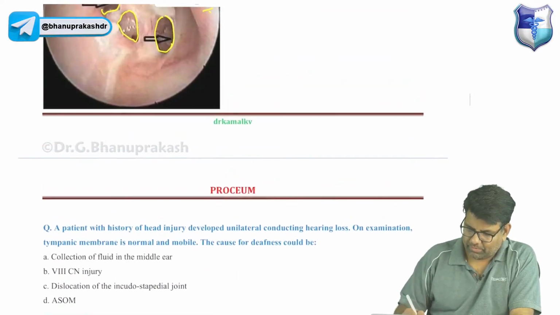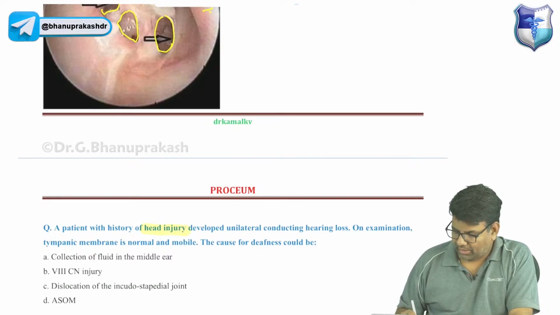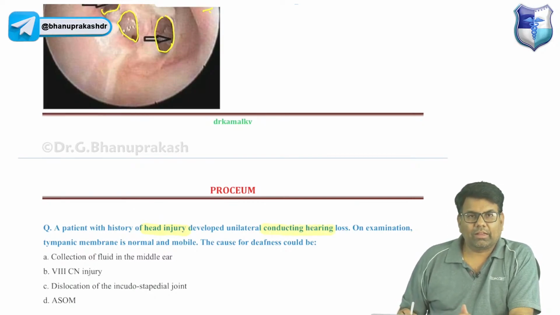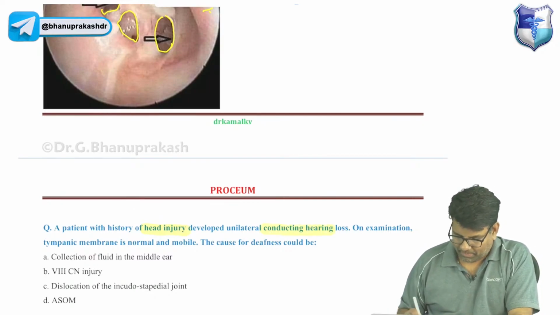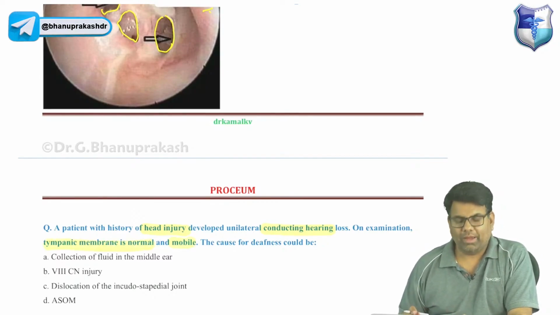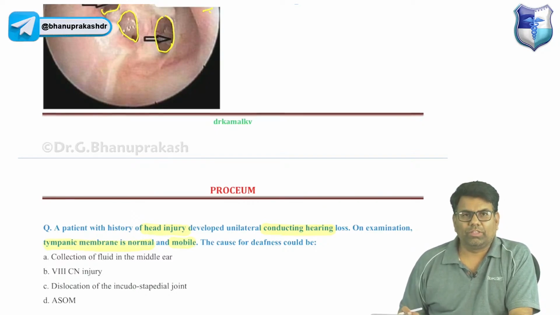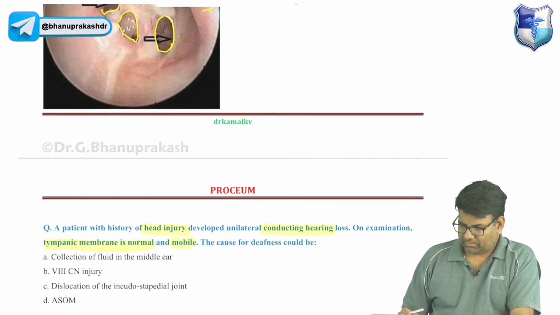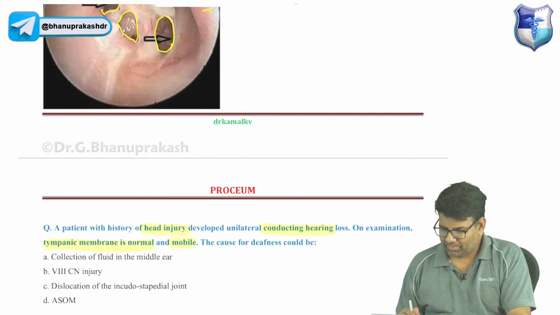Then next question. A patient had a history of head injury and he developed unilateral conductive hearing loss, but the tympanic membrane was normal and fully mobile. Now, what could be the cause of this conductive hearing loss? Anyone?